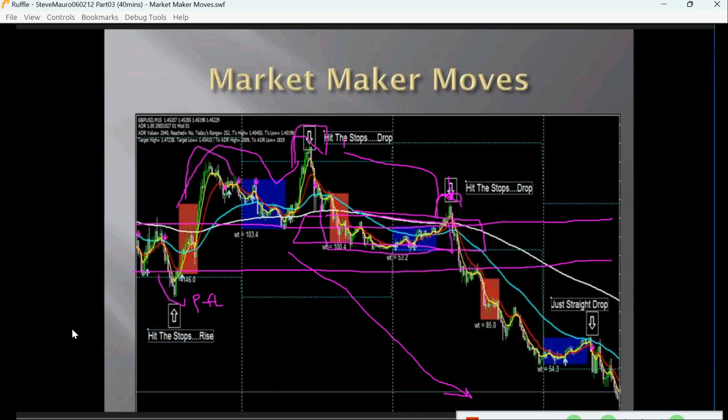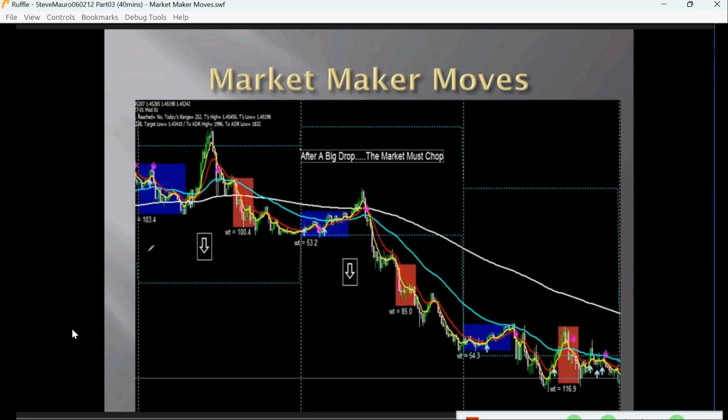Again, typical week, right? Hit the stops high, hit the drop, hit the stops high, drop for 3 days. 1, 2. We expect the dealers to reverse on level 3 and day 3. We expect the dealers to chop the market and bring people back into the fray.